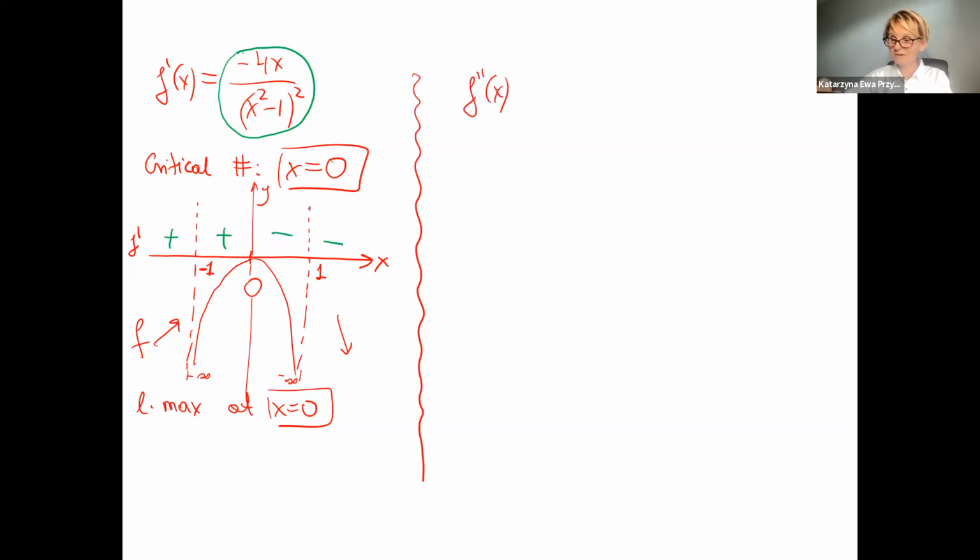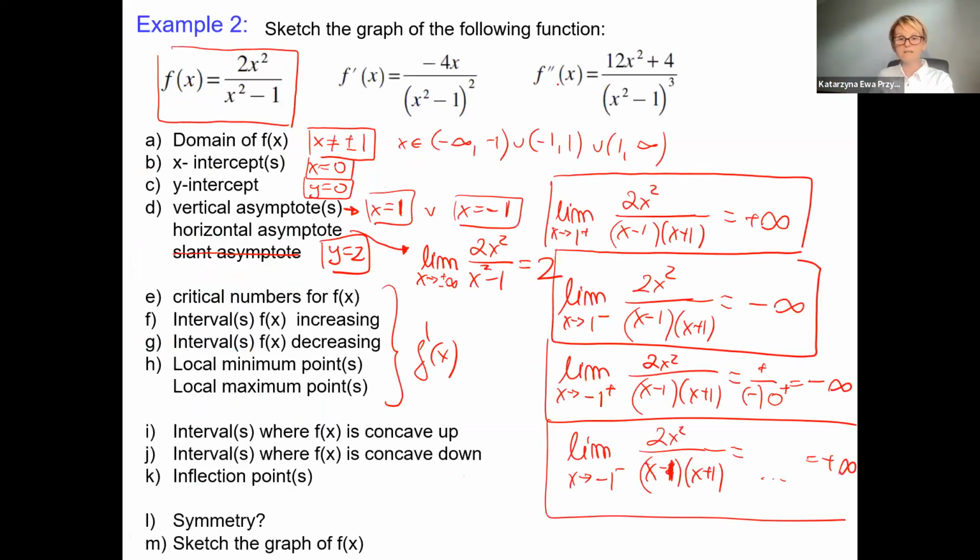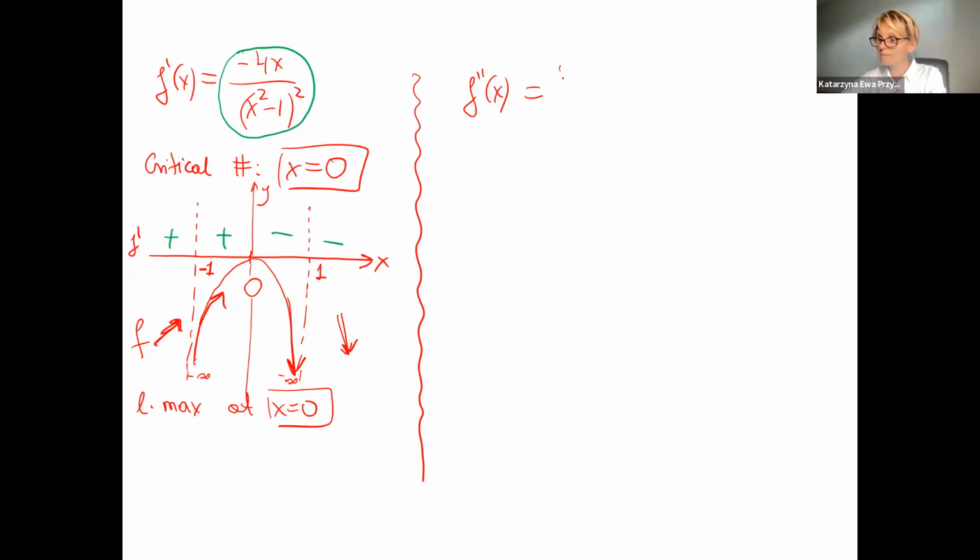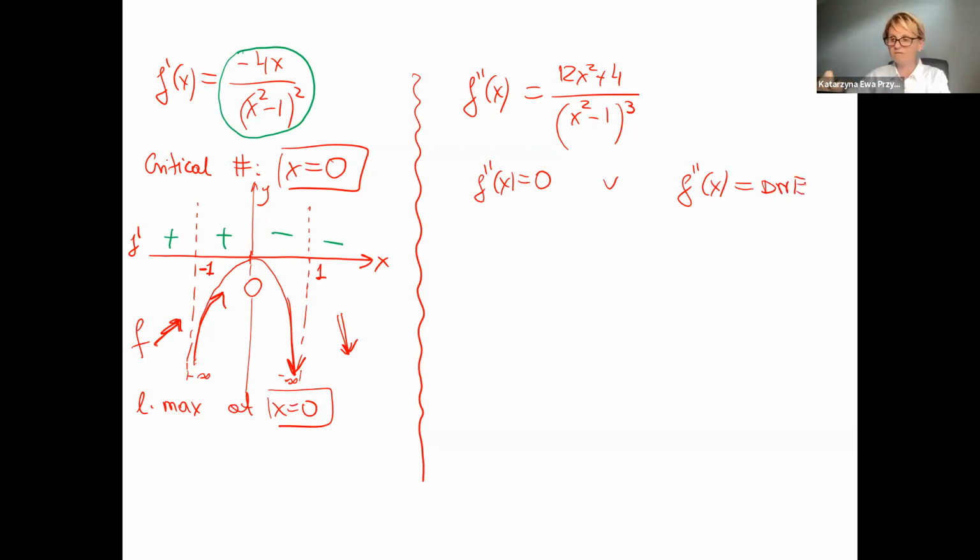And now the second derivative. Of course, those are the intervals: increasing and then decreasing, decreasing. What is the second derivative? The second derivative is 12x squared plus 4, over x squared minus 1, cubed. I think cubed, yes. Okay, we're lucky the formulas are provided. We don't call them critical numbers, but we need these important points for the second derivative, which is exactly the same. We have to find out where it is 0, and where the second derivative is undefined.